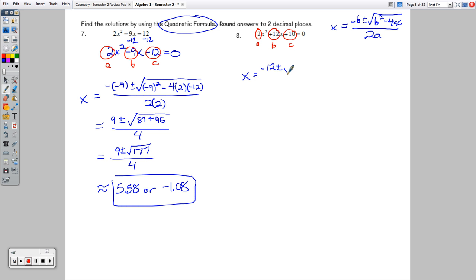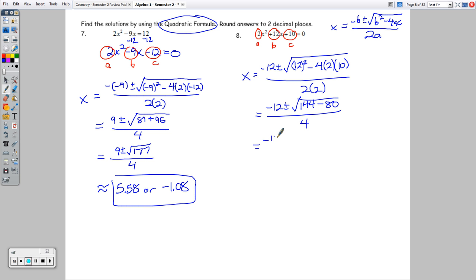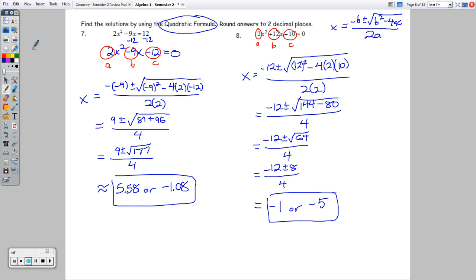But negative 12 plus or minus, this is x equals negative b plus or minus the square root of b squared. So 12 squared minus 4ac, 4 times 2 times 10, all over 2a. This would be negative 12 plus or minus the square root of 144 minus 80, all over 4. That would be negative 12 plus or minus the square root of 64 over 4. And that's a perfect square. So you've got negative 12 plus or minus 8 over 4. Negative 12 plus 8 would be negative 4. And divide that by 4, you'd have negative 1. Negative 12 minus 8 would be negative 20. Divided by 4 would be negative 5. So those are your two options.